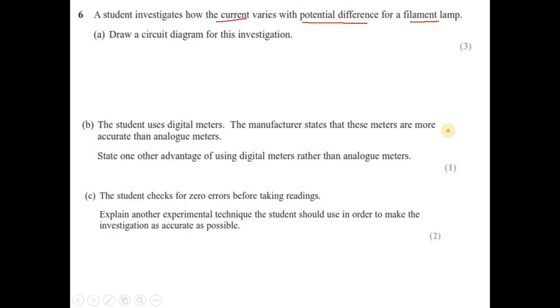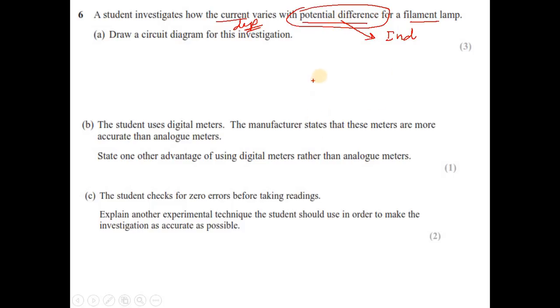A typical circuit diagram, because we need to investigate how current varies with the potential difference. That means we need to change the potential difference first. So this is our independent variable, and the current will be the dependent variable. This is the key point. That means we need to use a potential divider circuit in this case.